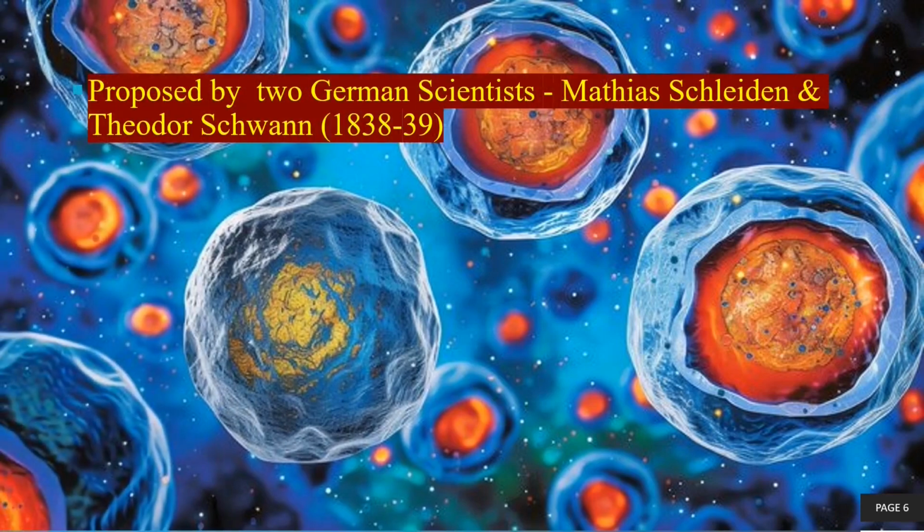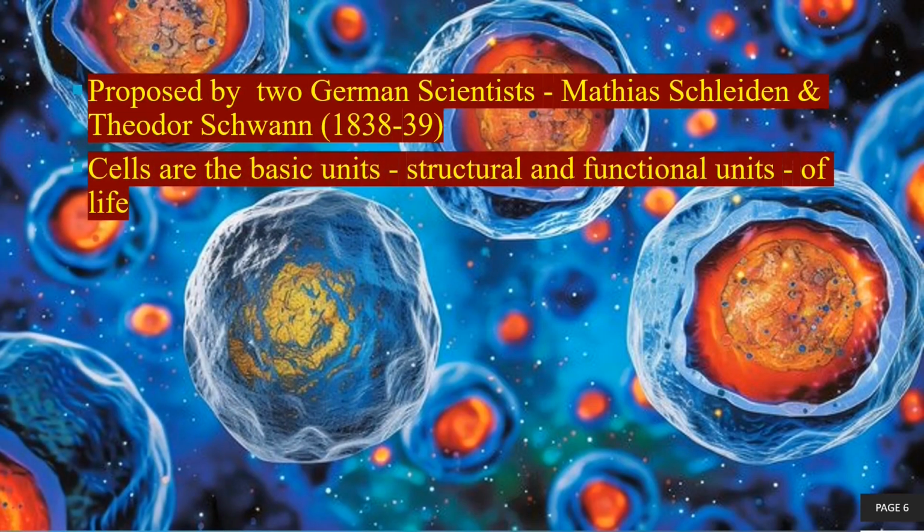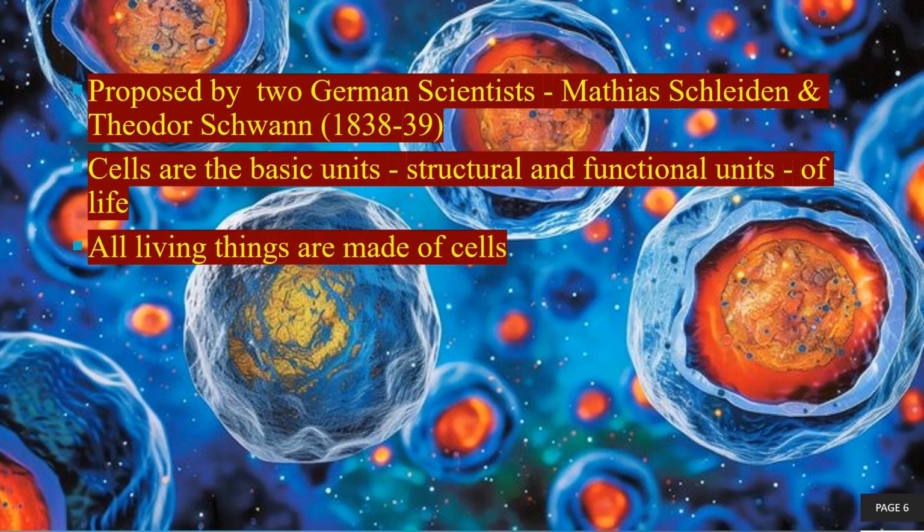Since this structure was discovered, but there was no definition given by Robert Hooke regarding the cell. So to define the cell in a proper way, two German scientists, Matthias Schleiden and Theodor Schwann, gave a cell theory. And according to them, cells are the basic structural and functional unit of life.